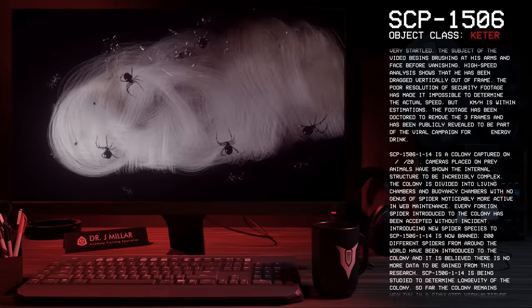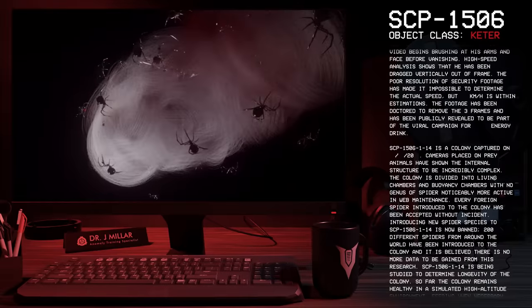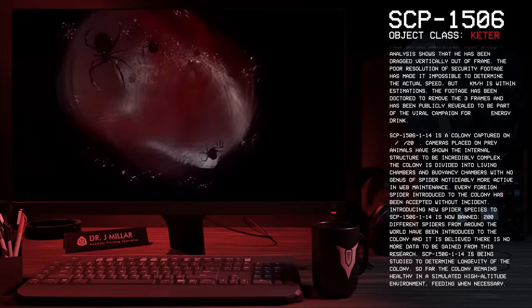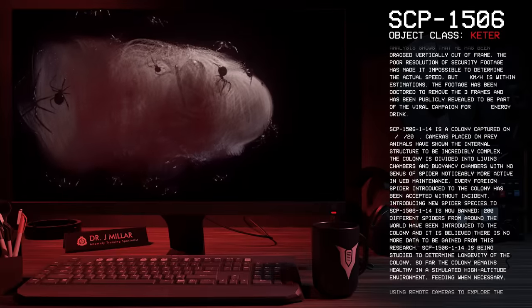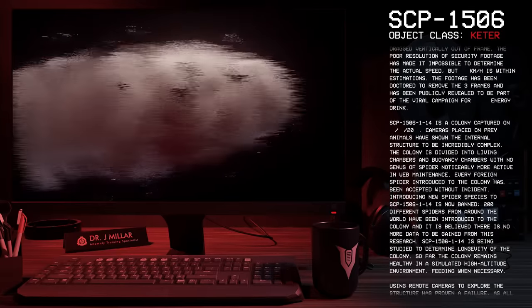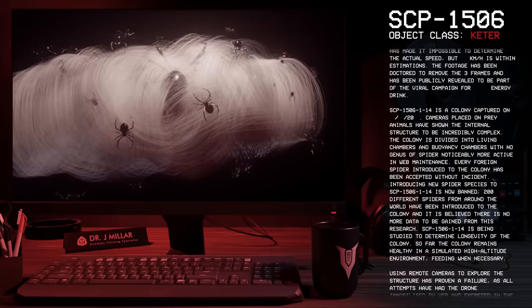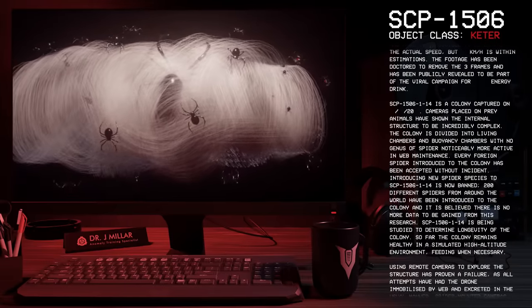The poor resolution of the security footage has made it impossible to determine the actual speed, but kilometers per hour is within estimations. The footage has been doctored to remove the 3 frames and has been publicly revealed to be part of the viral campaign for energy drink.